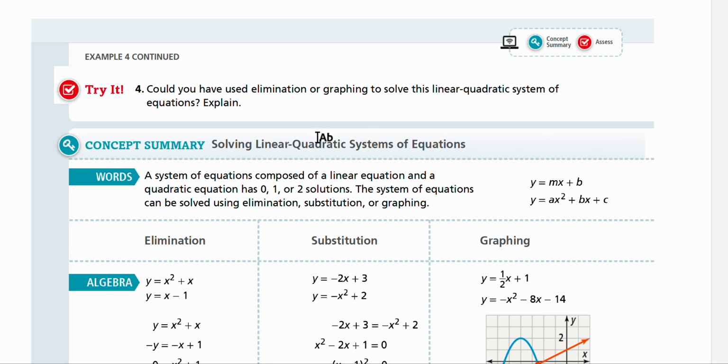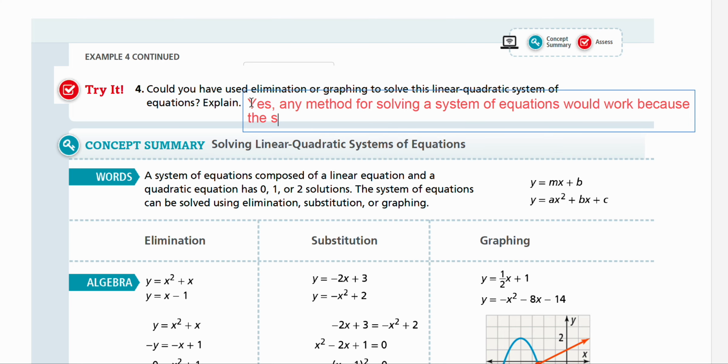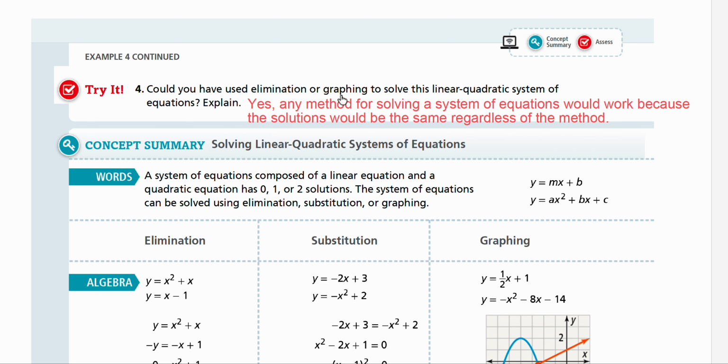So yeah, any method for solving a system of equations would work because the solutions would be the same regardless of the method. Okay, let's look at concept summary and summarize our lesson.